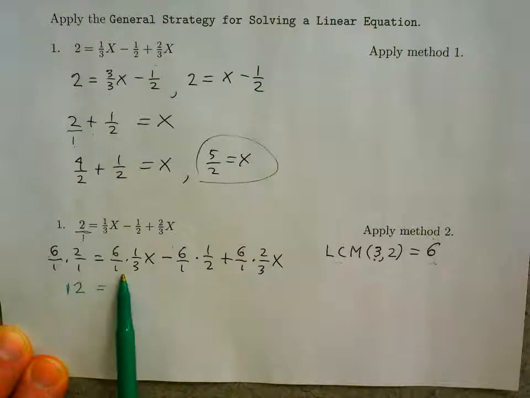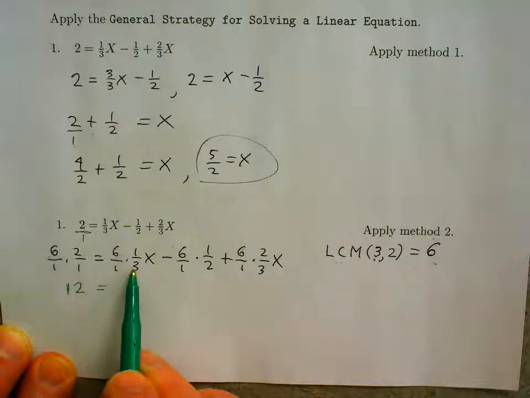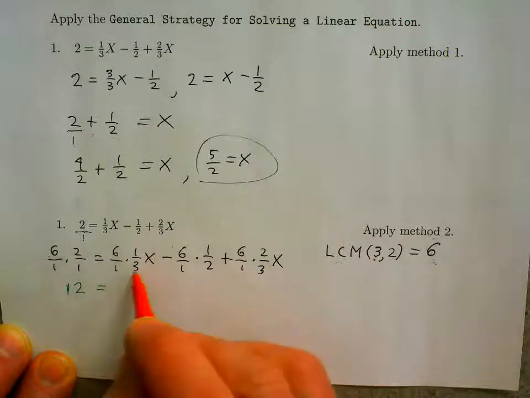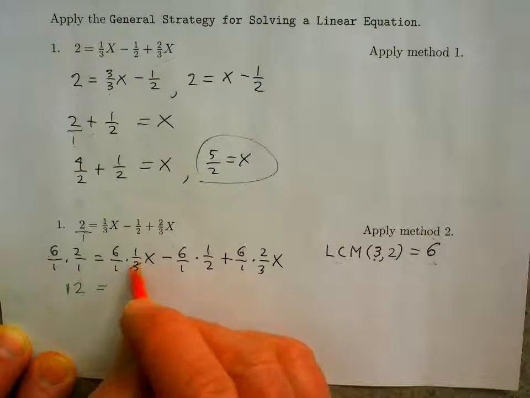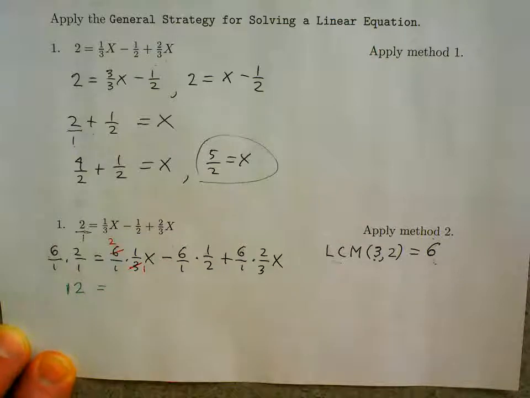And then we multiply 6 over 1 times 1 over 3 times x. So yesterday we talked about how to multiply fractions. We look for common denominators that cancel. So in this case, 3 and 6 have 3 as a common multiple. So 3 goes into 3 once, and it goes into 6 twice. So now we're just multiplying 2 over 1 times 1 over 1 times x, or just 2x.